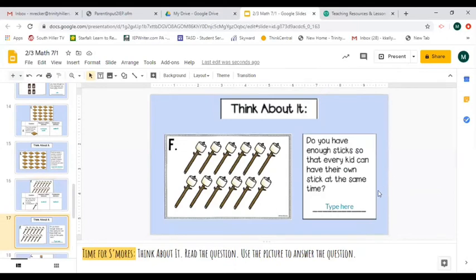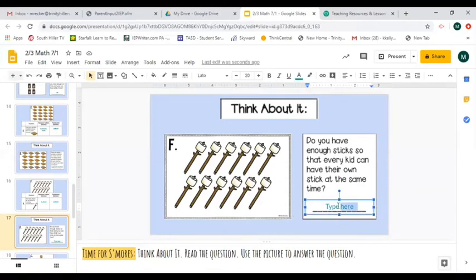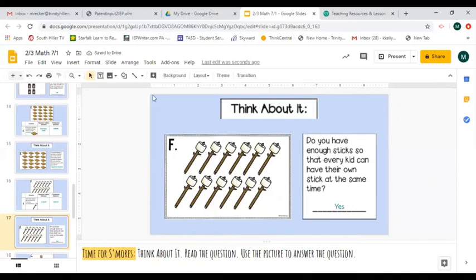Do you have enough sticks so that every kid can have their own stick at the same time? And like I just said, we have 12 kids and 12 sticks. So that means that, yes, we do have enough that everyone can use their own at the same time.